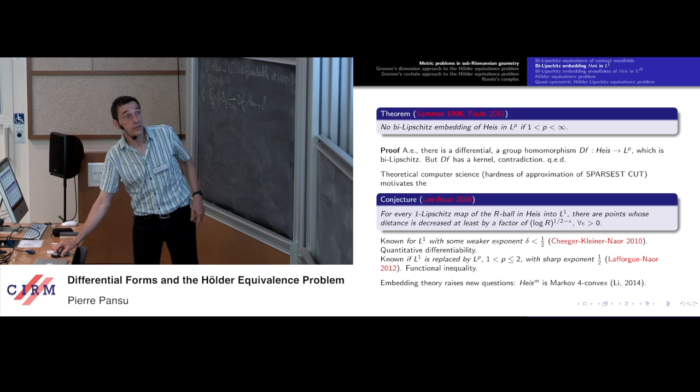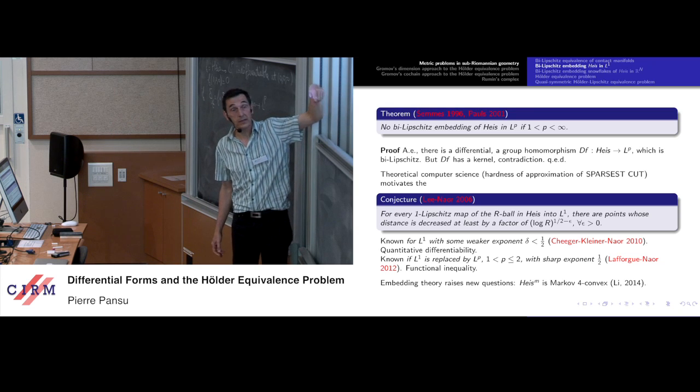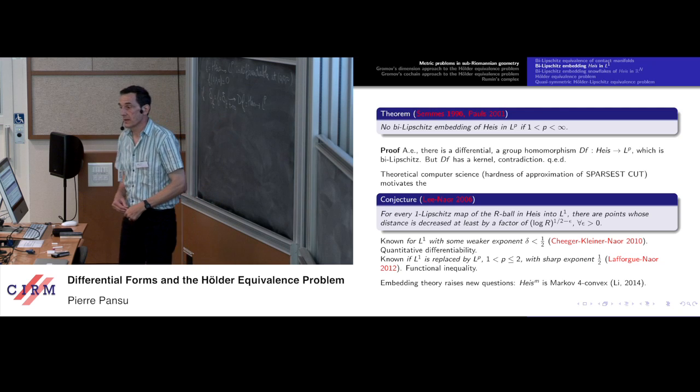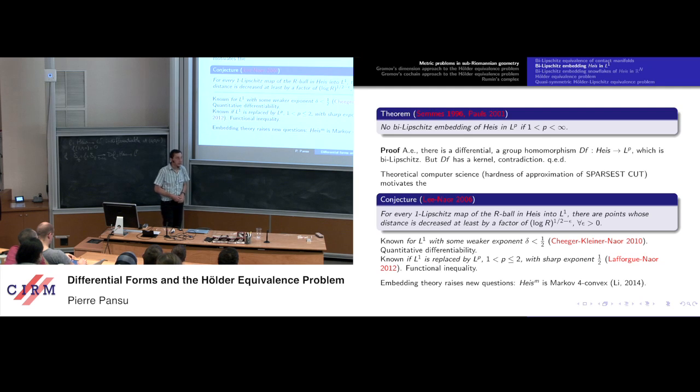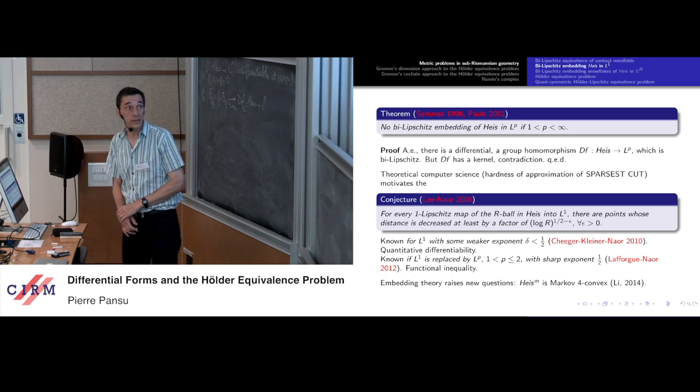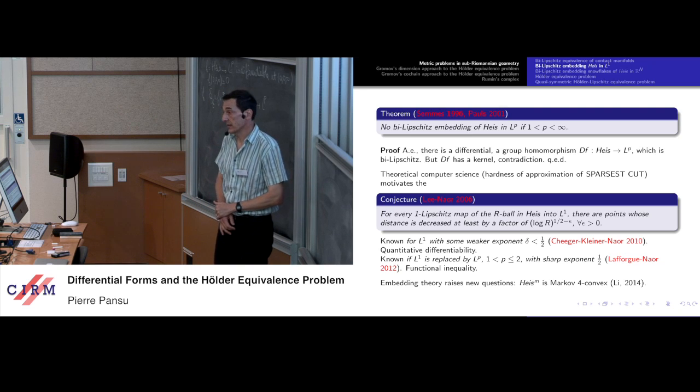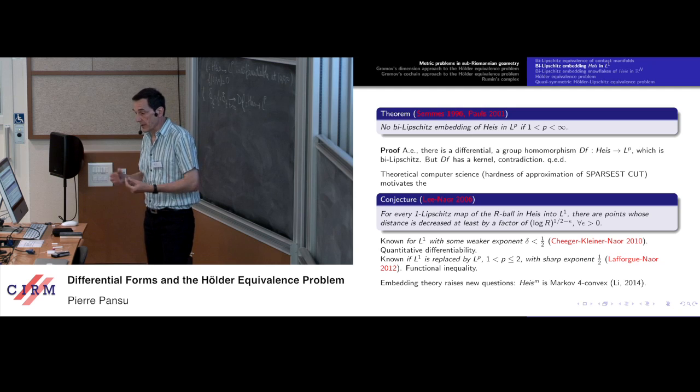I want simply to point out even more recent results. These embedding problems really lead to a different way of thinking. That is, metric invariants that behave well under Lipschitz embeddings are a class of things that I'm not very familiar with. And that starts being studied, and recently Sean Li studied the Markov convexity of the Heisenberg group. This is a metric property.